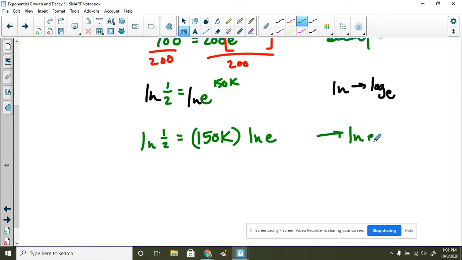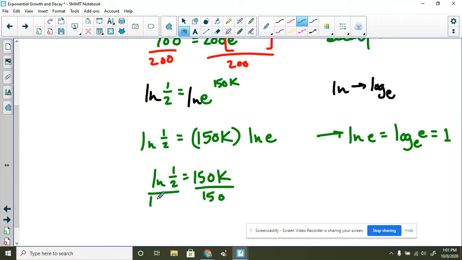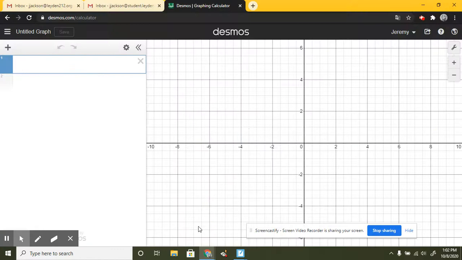and the natural log of e is log base e of e, which is a number. It's the number that I put as an exponent to this to get this, which is 1. So this natural log of e has a value of 1, which gets multiplied times the 150k. Then we divide by 150 to solve for k. So we get k is approximately whatever the natural log of 1/2 divided by 150 is.